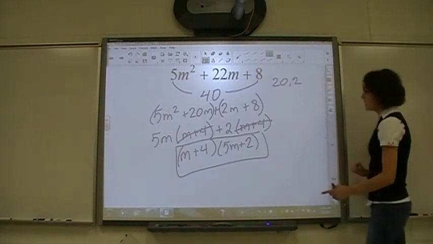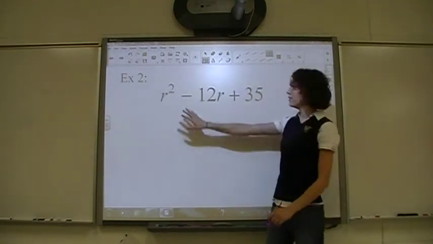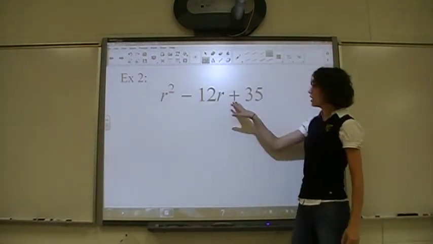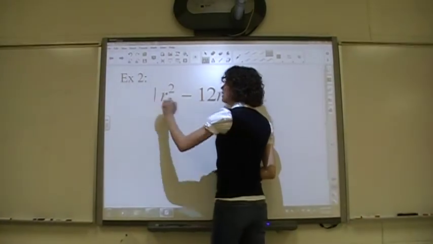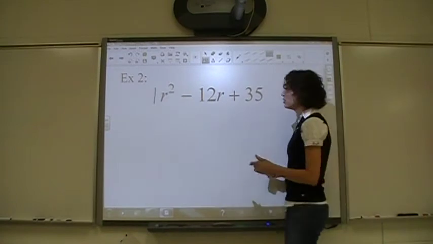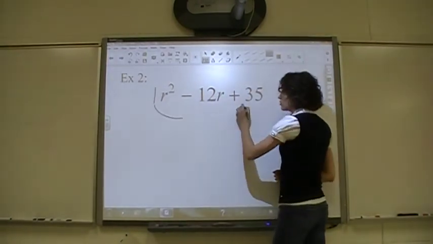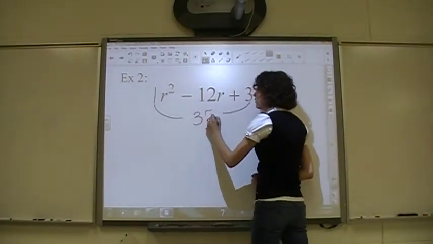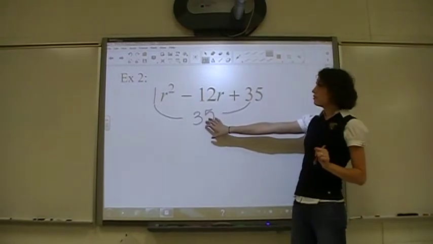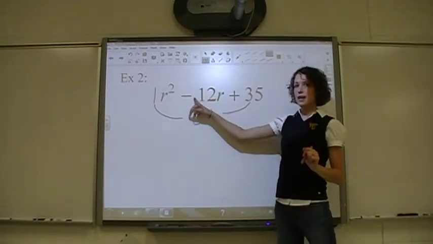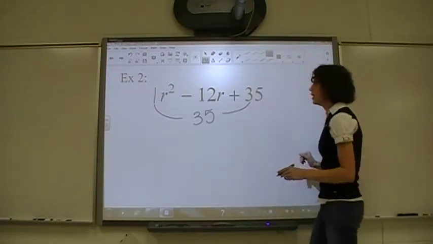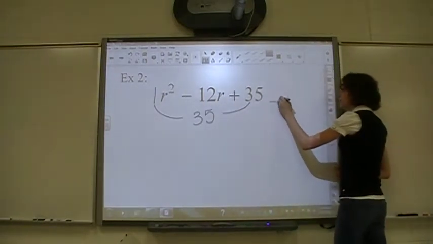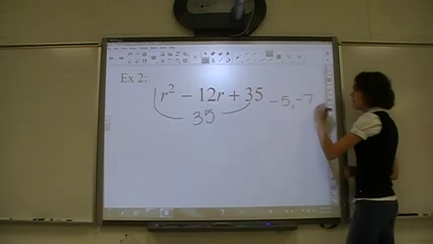All right, let's try another example. Now we have r squared minus 12r plus 35. You don't see a number out front, but really it's a 1. So you can do 1 times 35, which gives me 35. Now we need factors of 35 that add to a negative 12. The factors of 35 that add to a negative 12 would be negative 5 and negative 7.